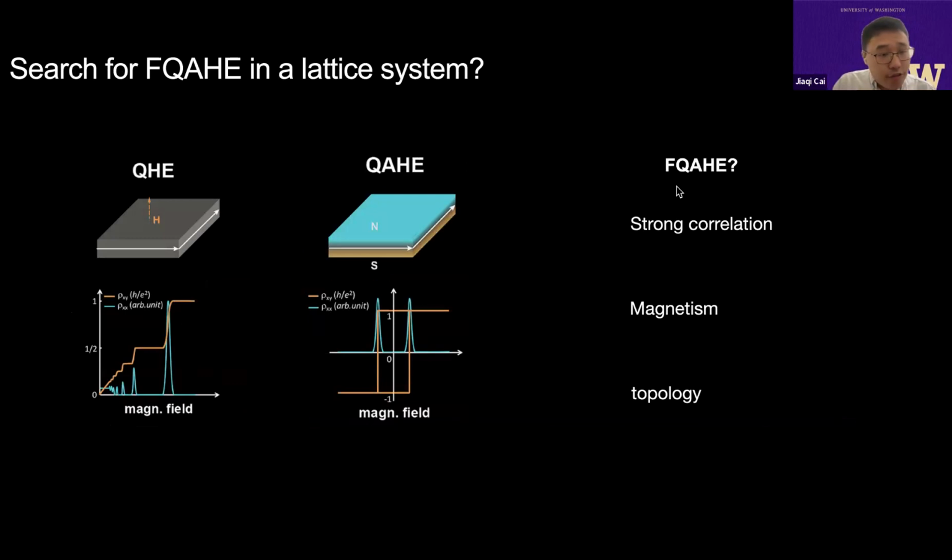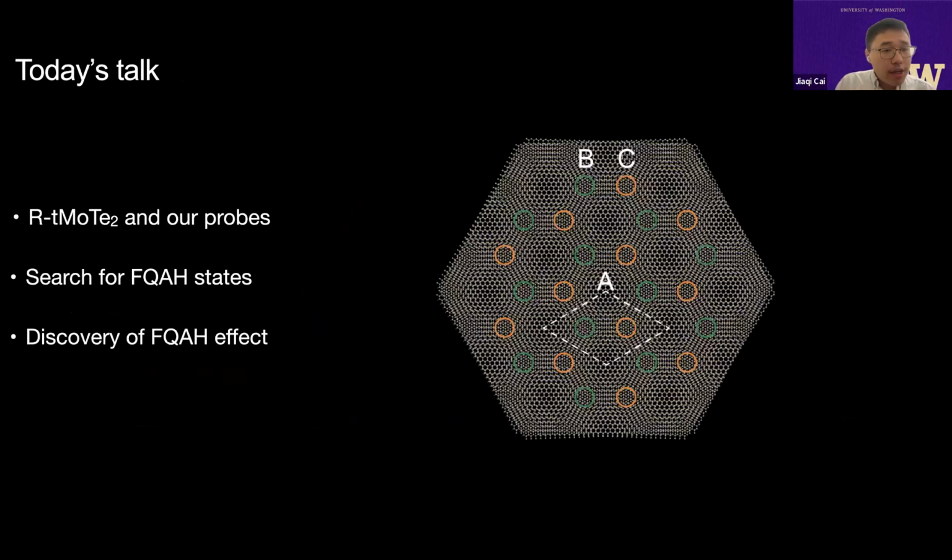So to search for fractional quantum anomalous Hall states, now we get a map. We want to learn from quantum anomalous Hall effect and learn how we got a fractional quantum Hall effect from integer quantum Hall effect. So what we know is we need strong correlation inside the system. We need magnetism, basically we need zero field, time reversal symmetry broken states, and we need topology, a topological number inside the system, basically Hall conductivity. Okay, so let's come to today's talk.